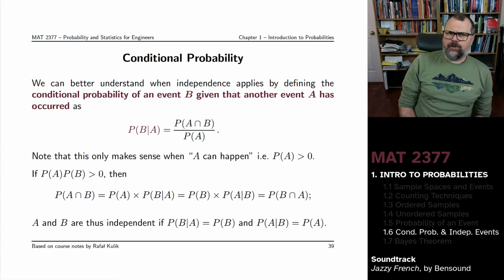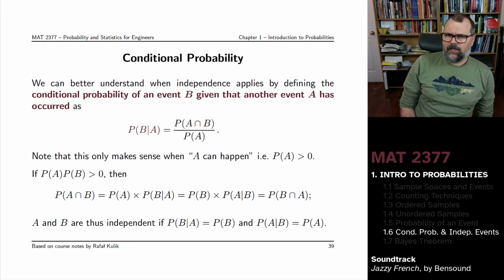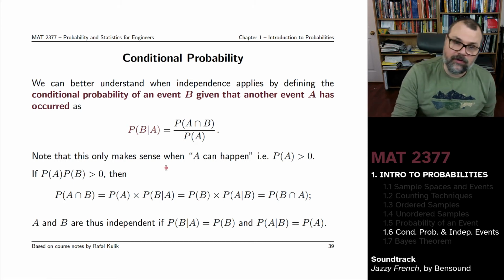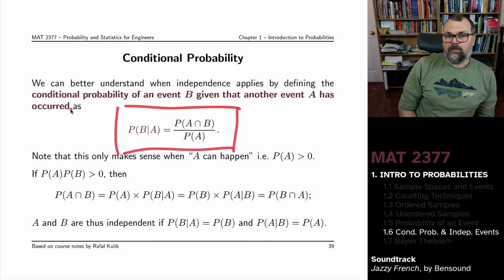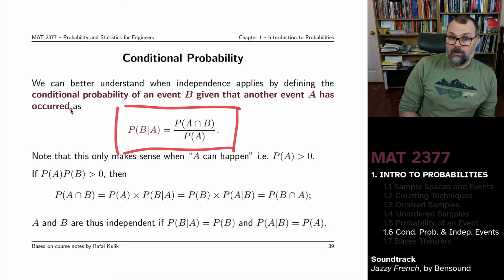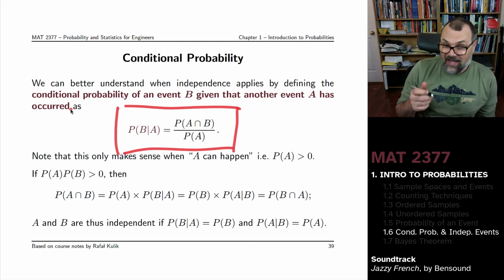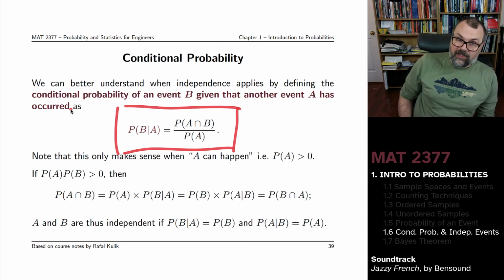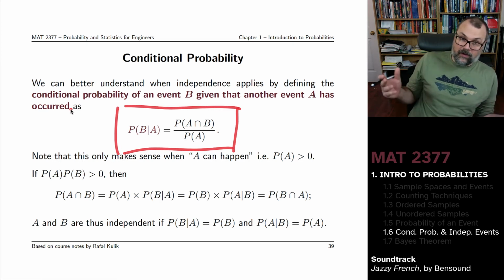Independence is a bit easier to understand when you view it as conditional probability. It's a conditional probability of an event B given that some other event has occurred. That's a definition. That is one of the things you need to know in this course. The probability of B given A would be the probability of both events occurring, assuming that A has occurred. Now this only makes sense if A can actually happen, if the probability of A is greater than 0. If A can't happen, what's the probability of B given that A has happened? That's undefined. We don't know how to talk about this.